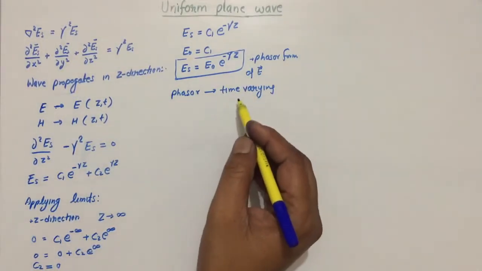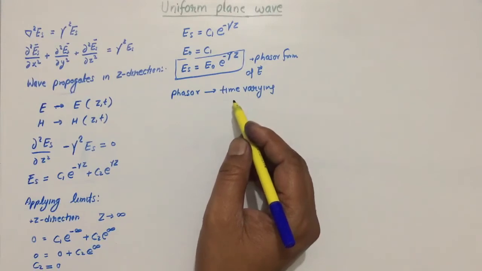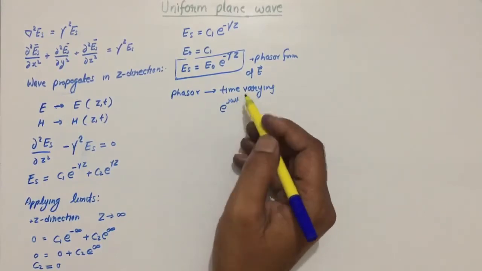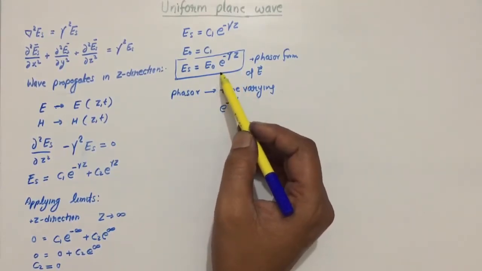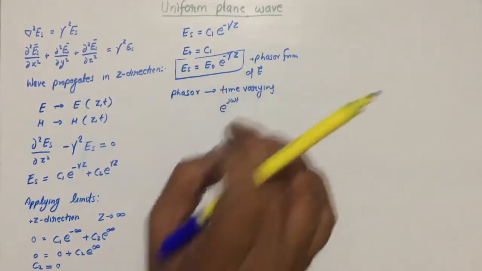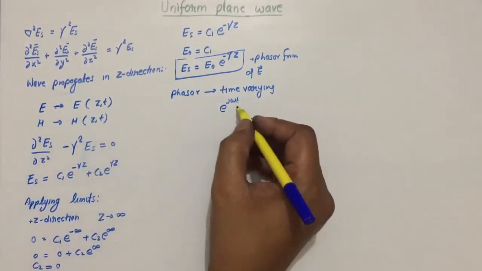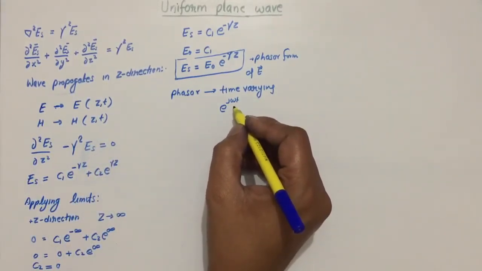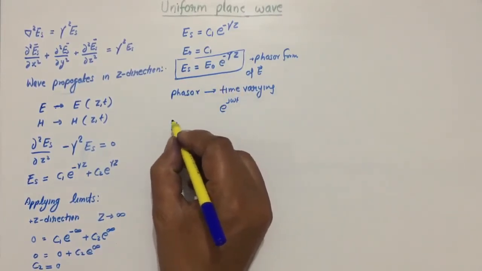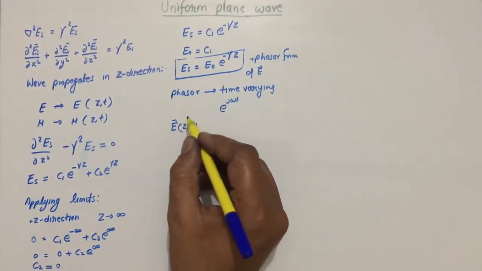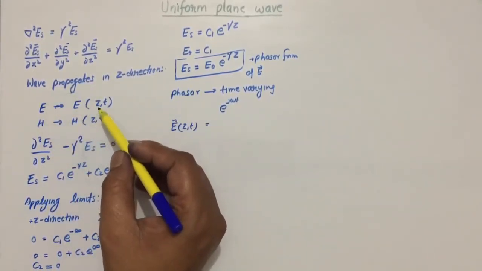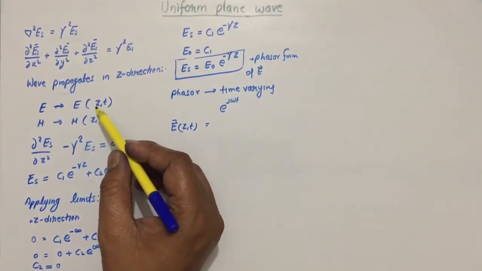To transform it into a time varying field, we multiply e to the power j omega t to the phasor form, and we take the real part of that, which will be the time varying field. So we multiply this to the phasor form of the electric field. So the time varying field should be E(z,t). Here it varies with z only.